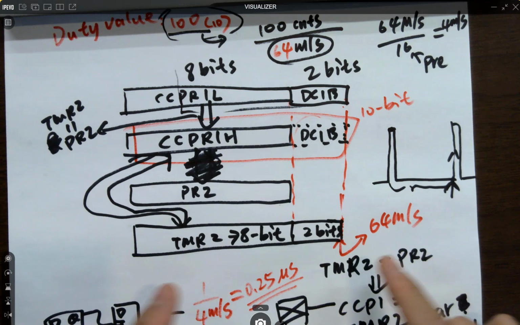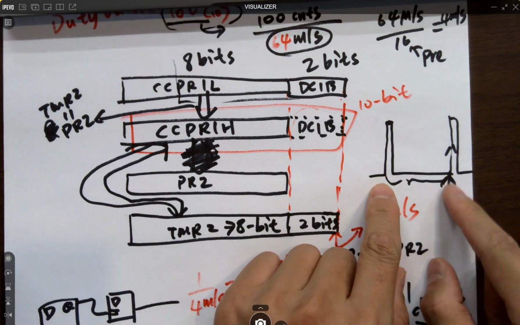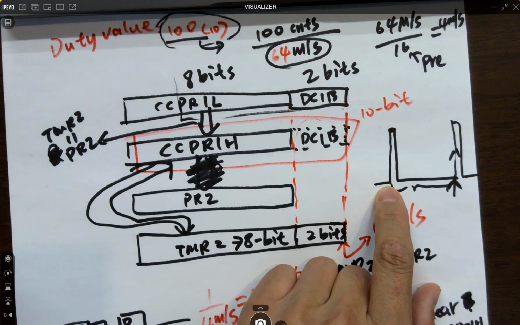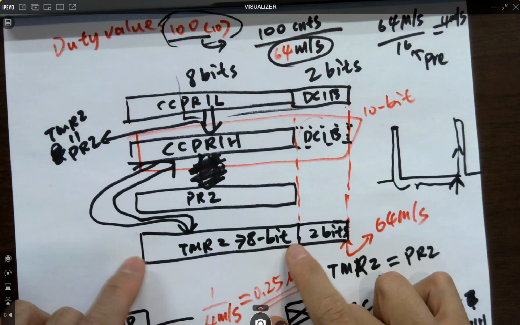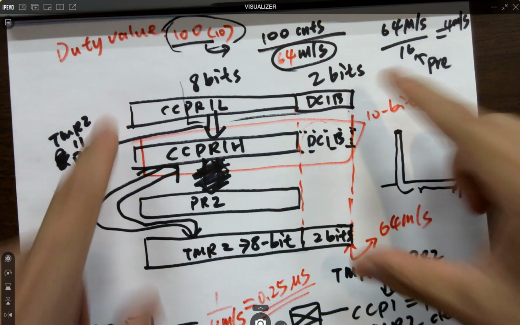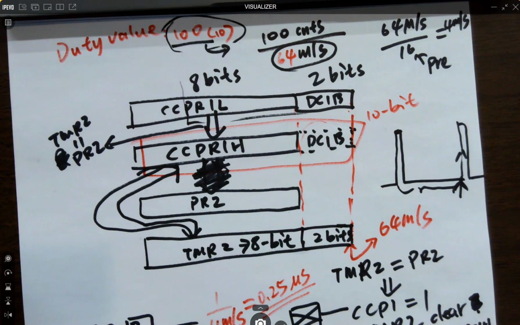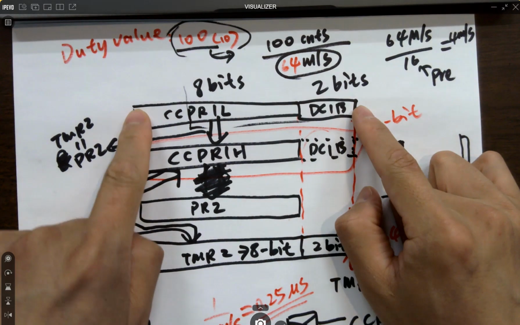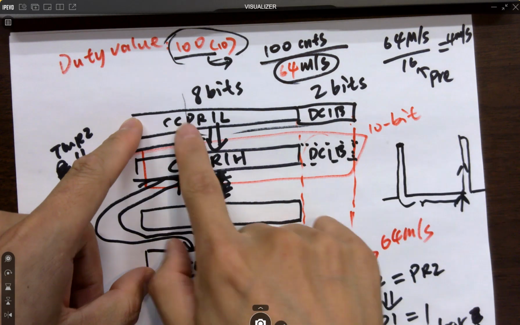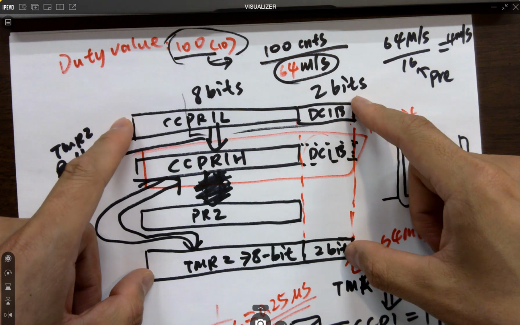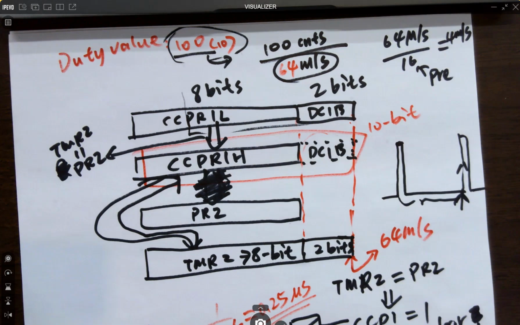How many bits do you have for PR2? It's still 8 bits, but it's okay. Why? Because it's shifted left by 2 bits. It's matching the upper 8 bits here, not these 2. If you compare the whole thing, they are both 10 bits. You're just not worrying about the first 2 bits. They are the same length. The timer and the duty cycle are the same length. No difference.